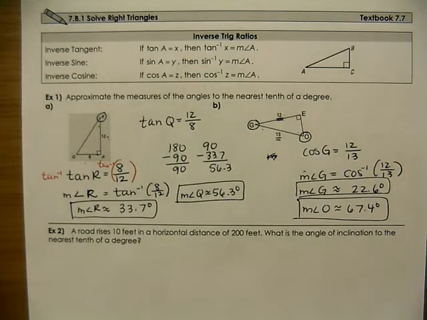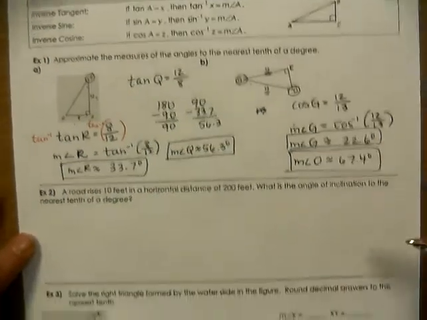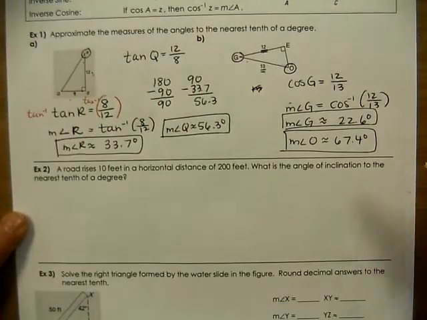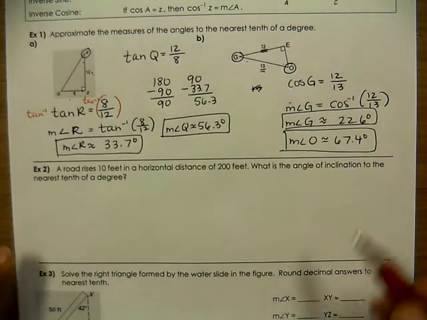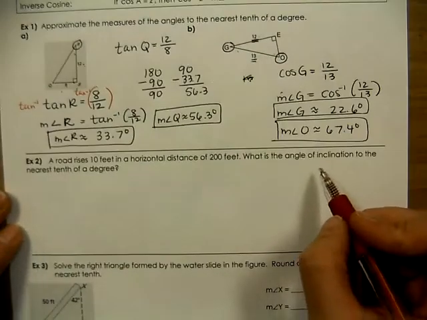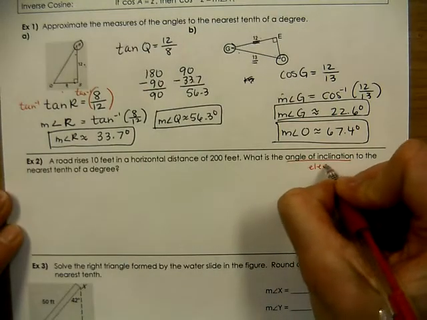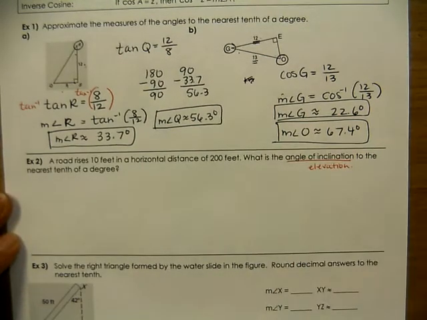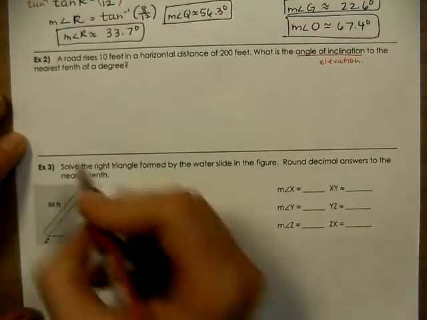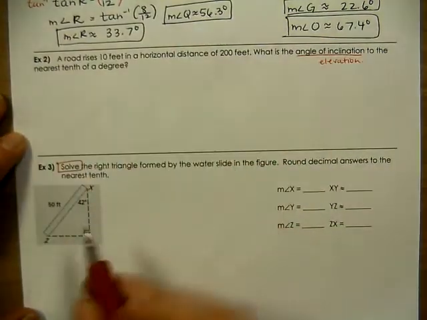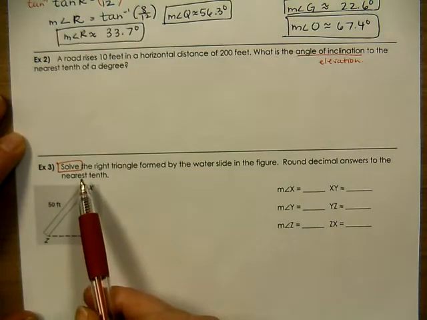There are a couple things I do want to say, so let's talk through the directions a little bit. For example 2, I strongly recommend drawing a picture. When it says angle of inclination, that's like saying angle of elevation. Same idea, it's the incline, the angle of elevation. As you scooch down, when it says solve the right triangle, it means find all of the missing angle measures.